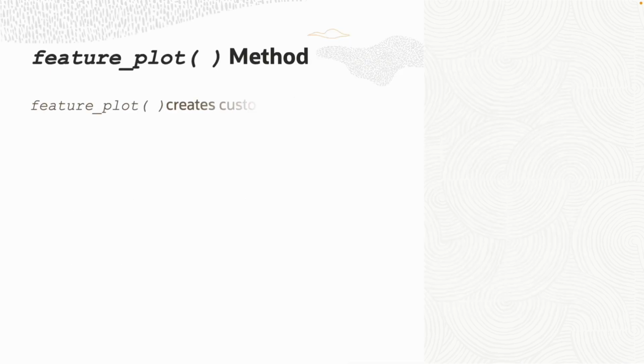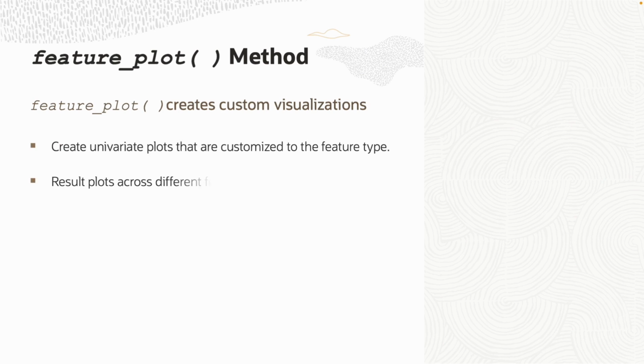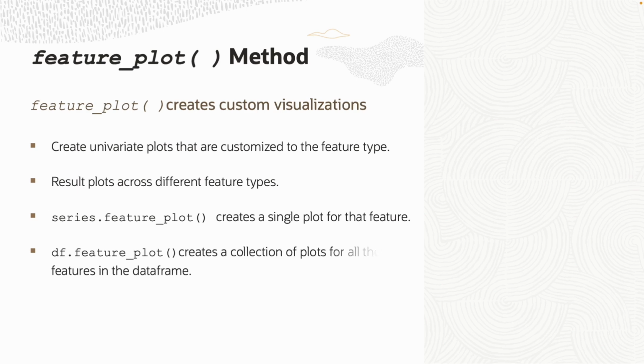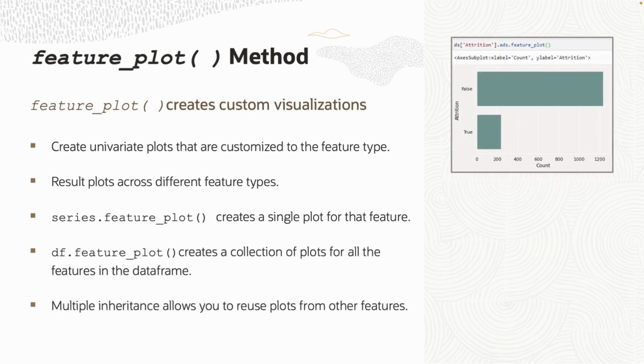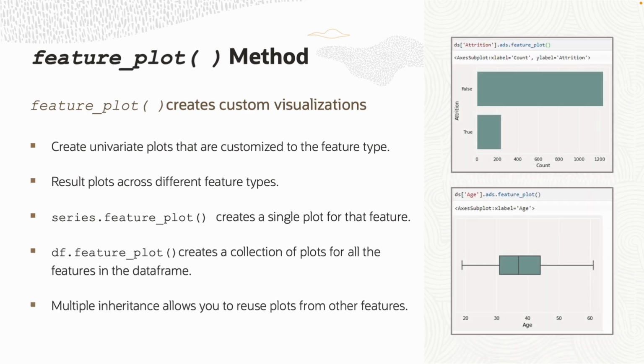The feature type system in ADS provides plots for all ADS-supported feature types. However, it's easy to create feature plots for your custom feature types. Calling feature plot on a Pandas series produces a univariate plot. Calling it on the entire data frame returns a data frame where each row represents a feature.